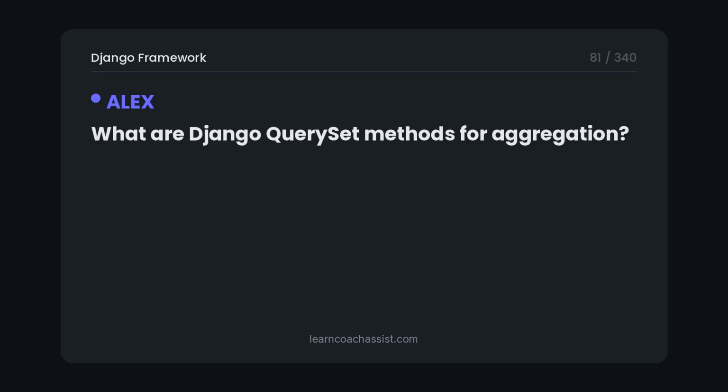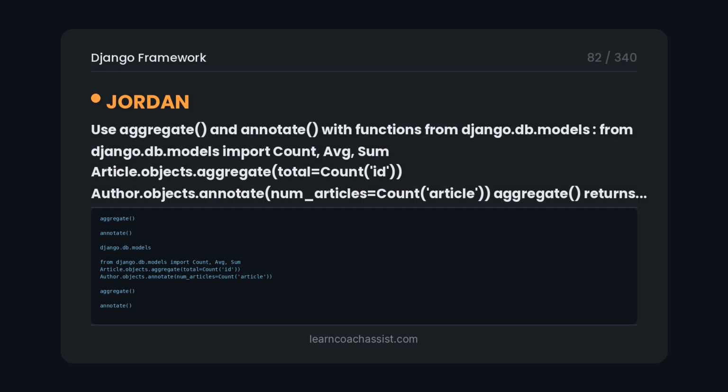What are Django queryset methods for aggregation? Use aggregate and annotate with functions from django.db.models. From django.db.models import Count, Avg, Sum. Article.objects.aggregate(total=Count('id')). Author.objects.annotate(number_articles=Count('article')). Aggregate returns a dict; annotate adds fields to each object.